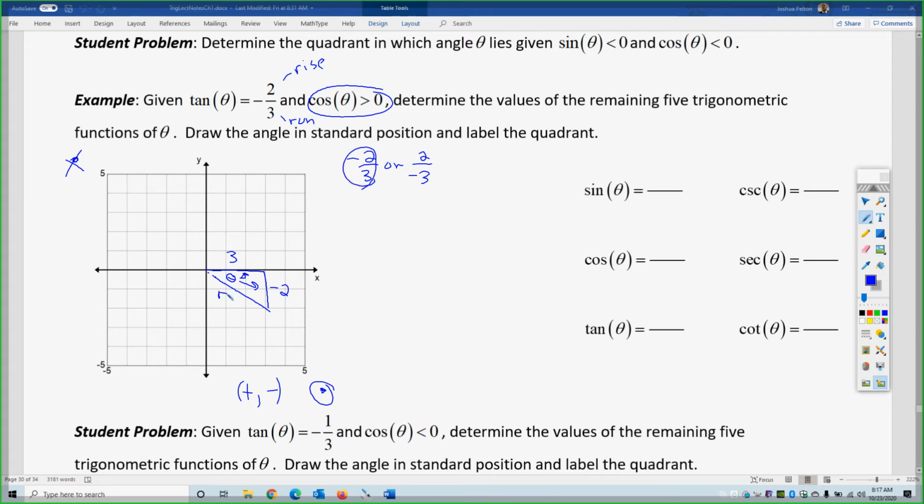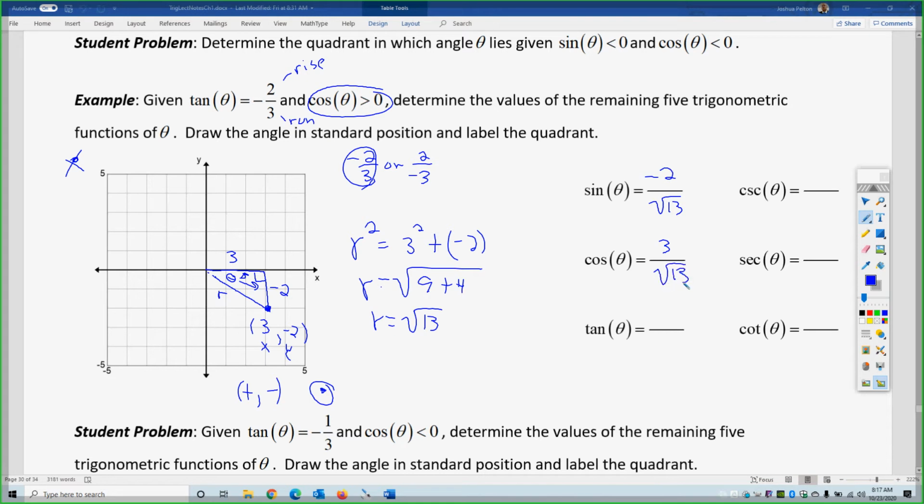To get the radius, I need to do the Pythagorean theorem, because essentially this is a right triangle. So r squared equals 3 squared plus negative 2 squared. So r equals the square root of 9 plus 4. So r equals the square root of 13. Okay, so we have a coordinate right here, of course. Alright, let's do that coordinate. So our x value is 3 and our y value is negative 2. So y over r and x over r give us our sine and cosine.